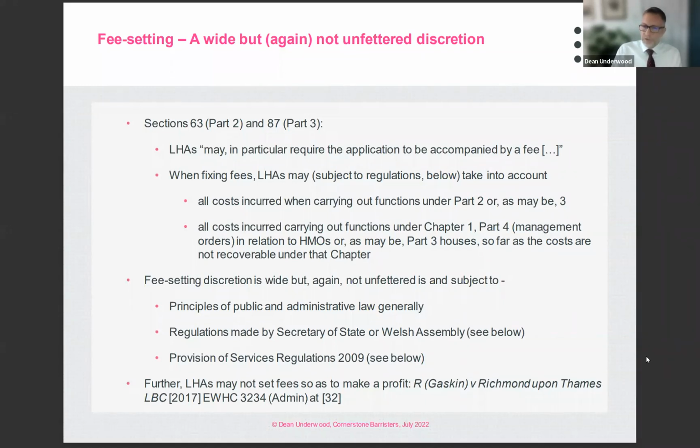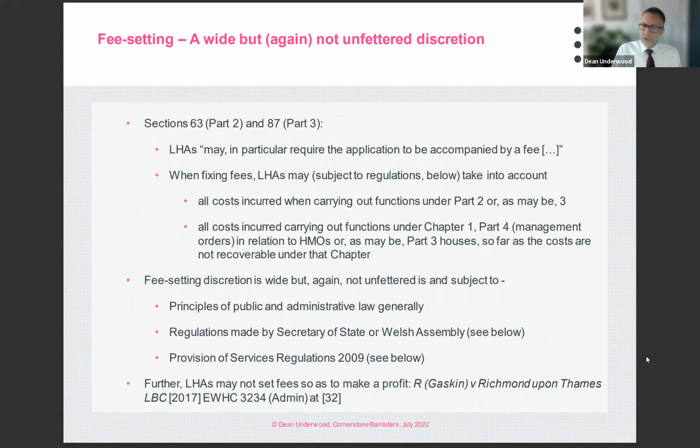and all costs incurred by them in carrying out their functions under chapter 1 of part 4, that is in respect of interim and final management orders in relation to either houses in multiple occupation or, as the case may be, part 3 houses, so far as those costs are not recoverable under chapter 1 of part 4. Now, we'll return to the scope or the potential scope of these provisions in a short while.